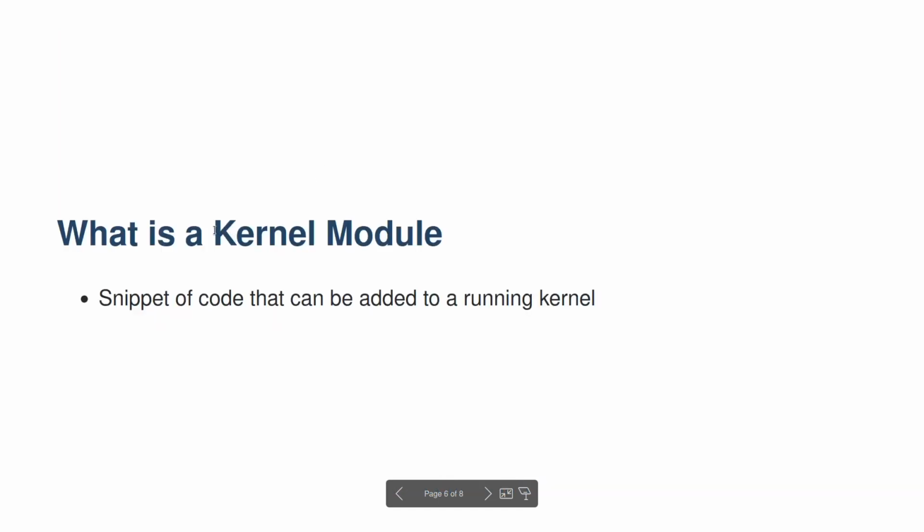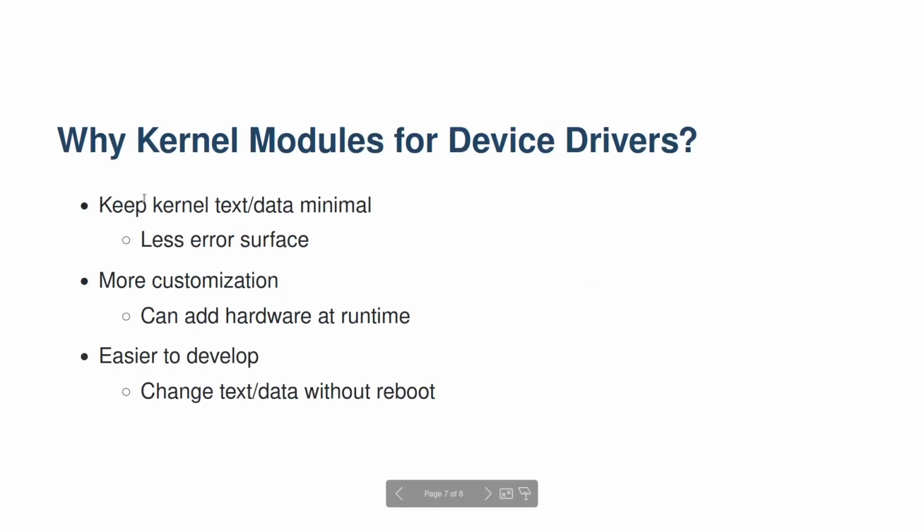Okay, well, so what about a kernel module? What is a kernel module? Well, in the simplest terms, a kernel module is just a snippet of code that we can add to a running kernel, right? That we can add to the Linux kernel without needing to reboot. Now, these kernel modules, right, they are used for device drivers. They are used to implement device drivers.